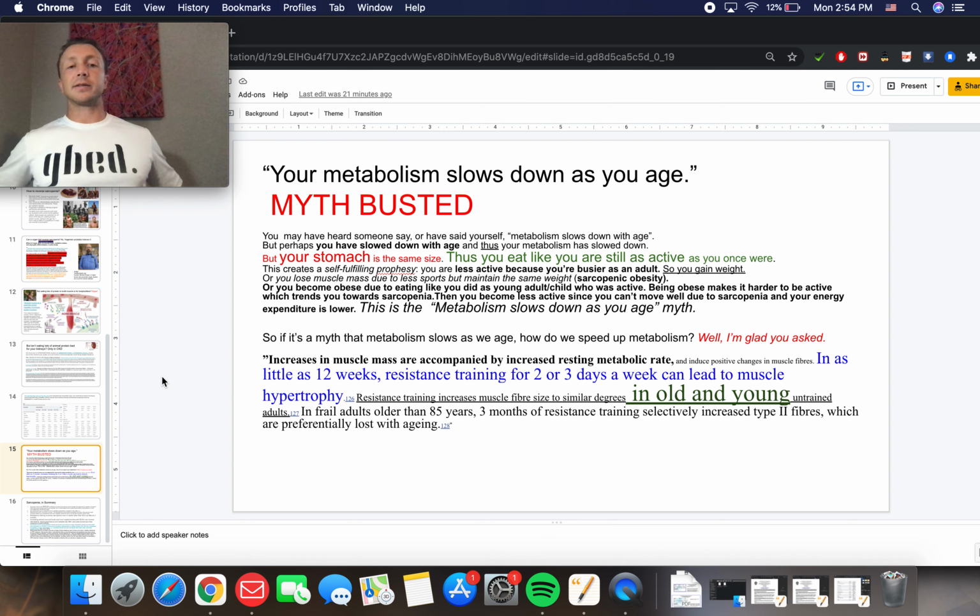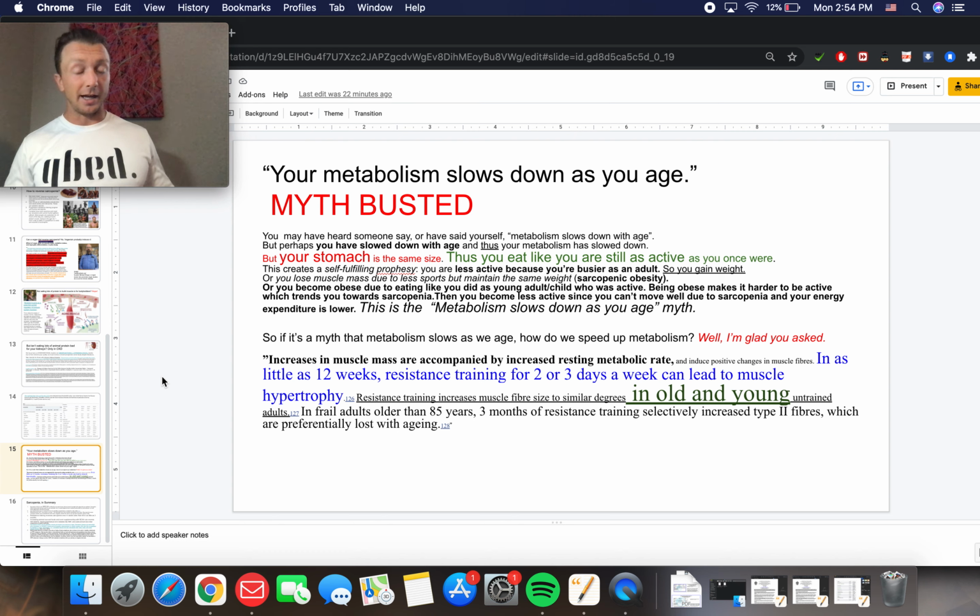We have to bust the myth: metabolism slows down as you age. So this is false, and I hear this all the time. Someone will tell me, my metabolism is getting slower. I wish I had your metabolism. Well, my metabolism is very high because I work out all the time.